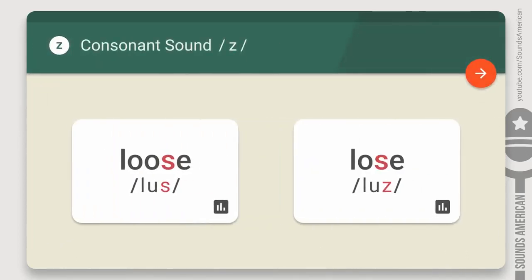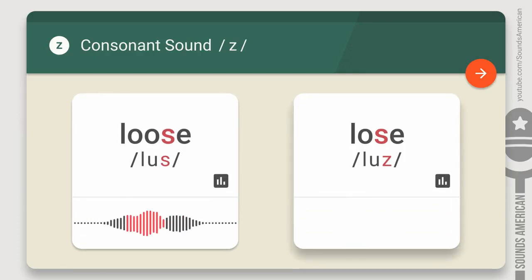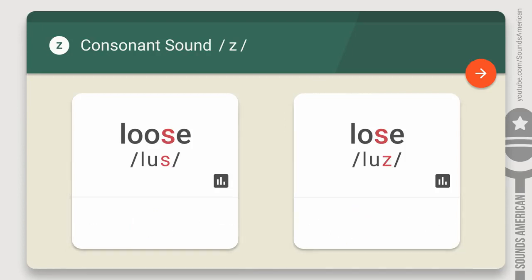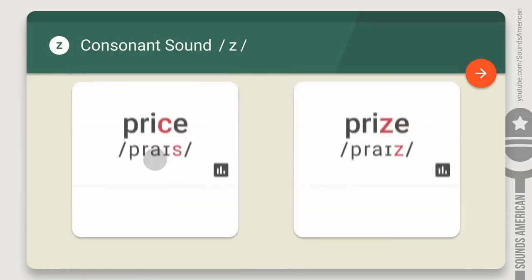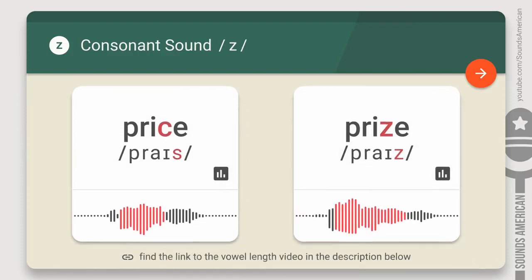By the way, don't forget to lengthen the vowel before the Z sound. The Z is a voiced consonant, so the vowel sound before the Z is typically longer than before its voiceless counterpart, the consonant sound S. Compare. Loose, lose. Price, prize. This is called the vowel length rule, and we talked about it in detail in one of our videos. As usual, you can find a link in the description box below.